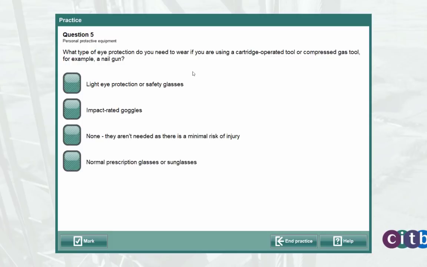What type of eye protection do you need to wear if you are using a cartridge-operated tool or compressed gas tool? Light eye protection or safety glasses? Impact-rated goggles? None. They aren't needed as there is a minimal risk of injury. Normal prescription glasses or sunglasses?